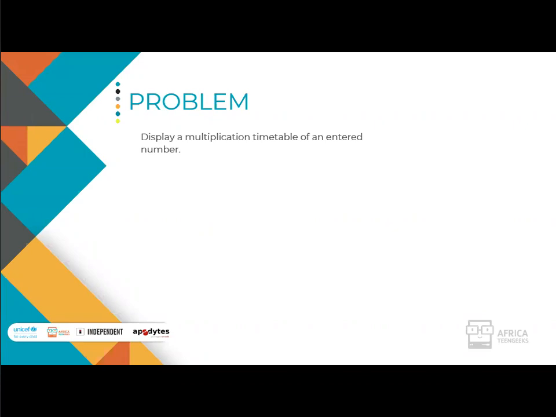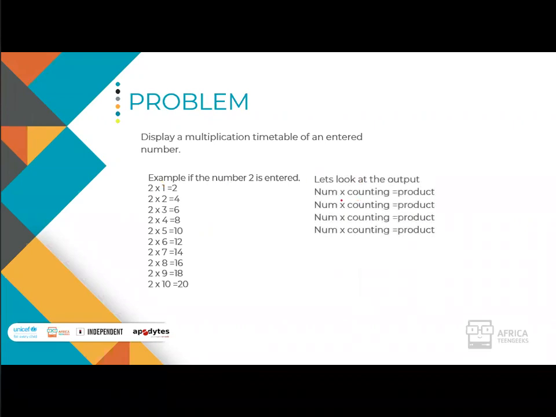So if you know what a multiplication timetable looks like, if you forgot, this is what it looks like. Example, if I enter 2, I get 2 times 1 is 2, 2 times 2 is 4. So basically, if I look at this, I can say that there's something that is repeating. And if I look at what's been repeating, I can say I've got a number times a counting number. So if you look at this pattern here, it's going to go from 1, 2, 3, 4, 5, 6, 7, 8, 9, 10. So it's going to start off at 1 and it's going to go up to 10.